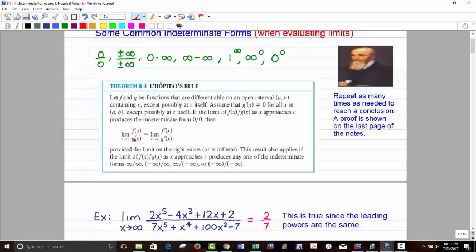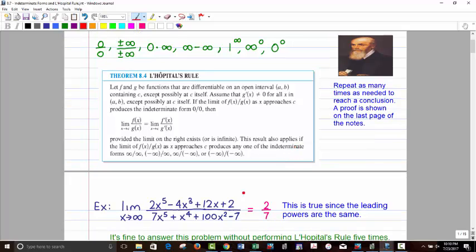But let's say you did this, you got 0 over 0, and you took the derivative of the top by itself and the derivative of the bottom, and you got 0 over 0 again, that means you can apply the rule again. So you can repeatedly apply this rule until you reach a conclusion. So let's see.